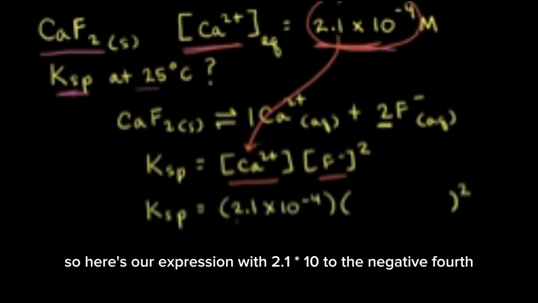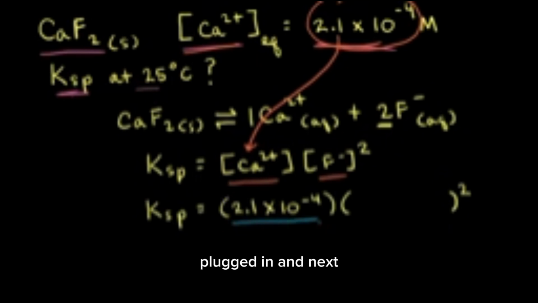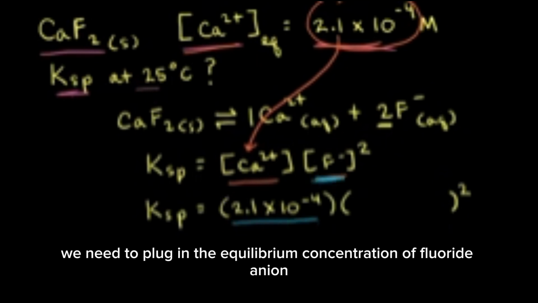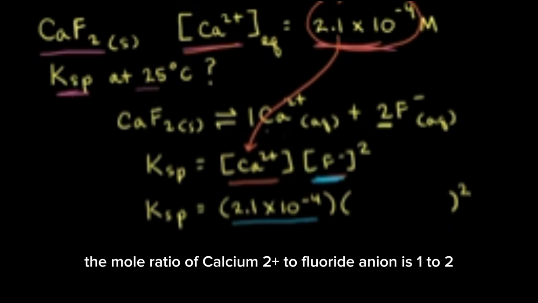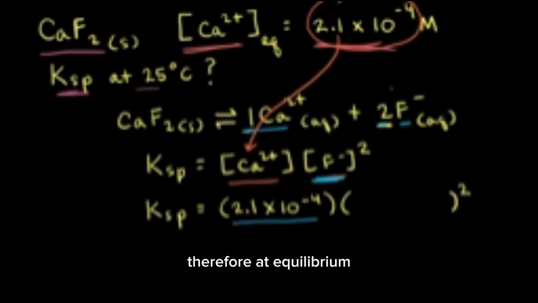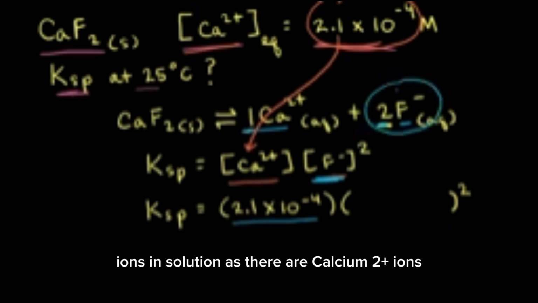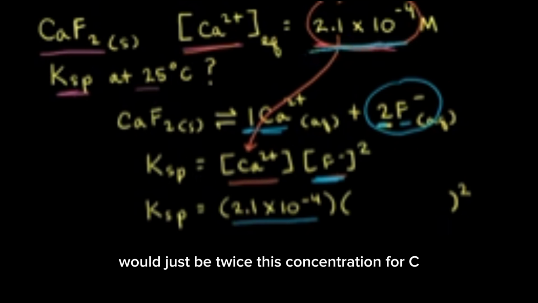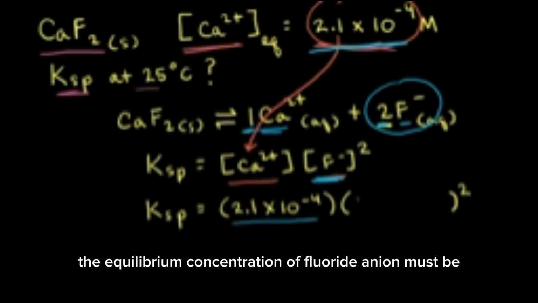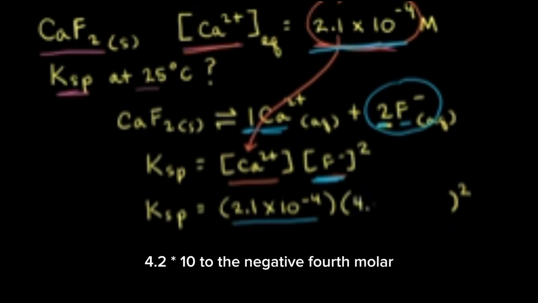So here's our expression with 2.1 times 10 to the negative fourth plugged in. And next we need to plug in the equilibrium concentration of fluoride anion. Well, looking at the dissolution equation, the mole ratio of calcium 2 plus to fluoride anion is 1 to 2. Therefore, at equilibrium, there's twice as many fluoride ions in solution as there are calcium 2 plus ions. Therefore, the equilibrium concentration of the fluoride anion would just be twice this concentration for Ca2+. So the equilibrium concentration of fluoride anion must be 4.2 times 10 to the negative fourth molar.